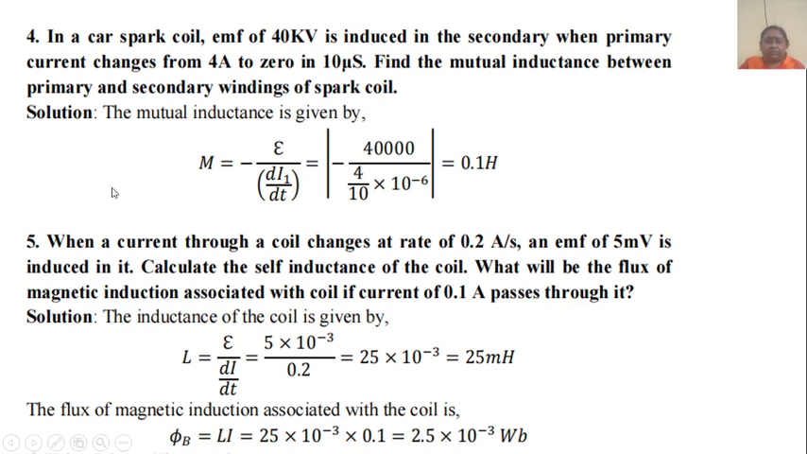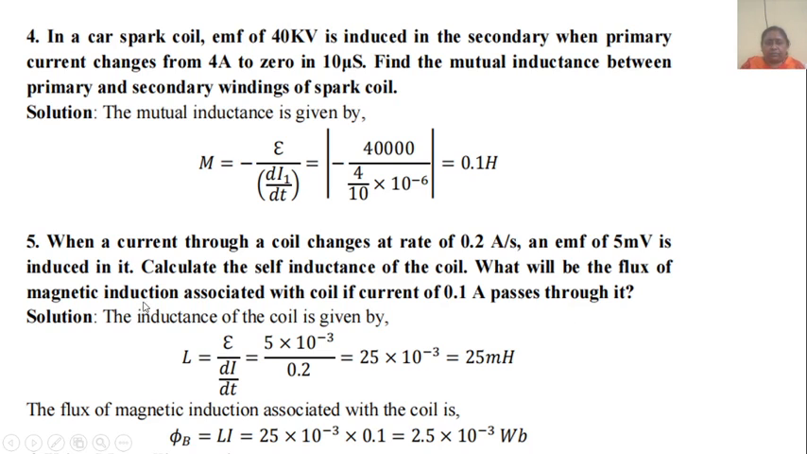Now, next example, when a current through a coil changes at rate 0.2 ampere per second, an EMF of 5 millivolt is induced in it. Calculate the self-inductance of the coil. What will be the flux of magnetic induction associated with coil if current of 0.1 ampere passes through it?